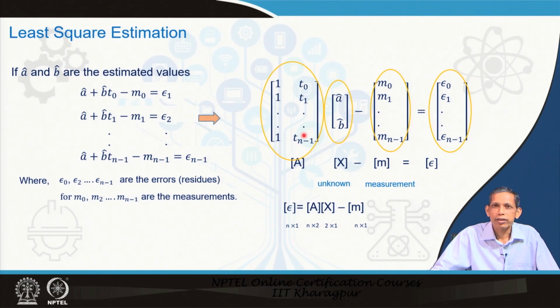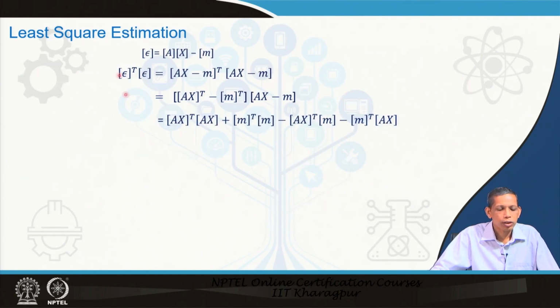These t's are under observation, so that is why they are known to us, the time index are considered to be known to us. For these n sets of measurements, we have n cross 1 for the epsilon, and for A, n cross 2, and the x is 2 cross 1. So the matrix dimensions match in that way.